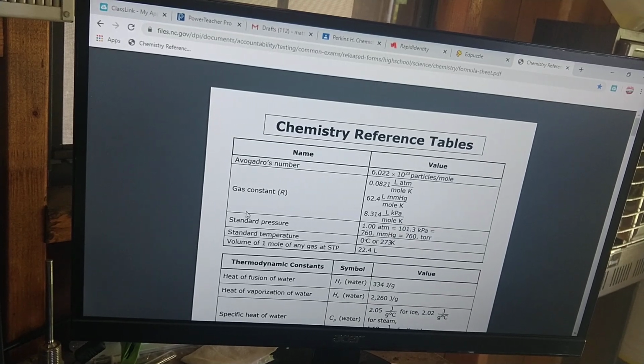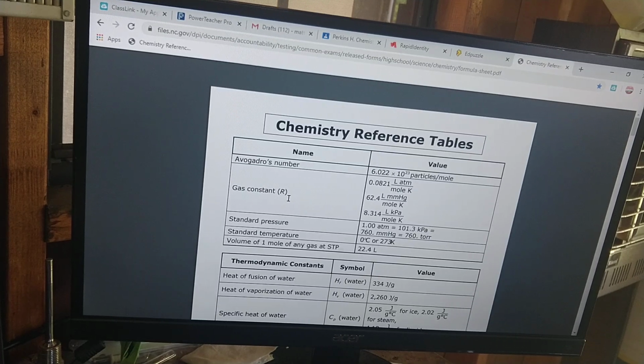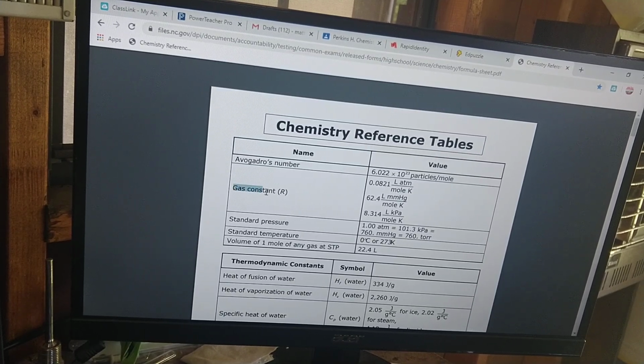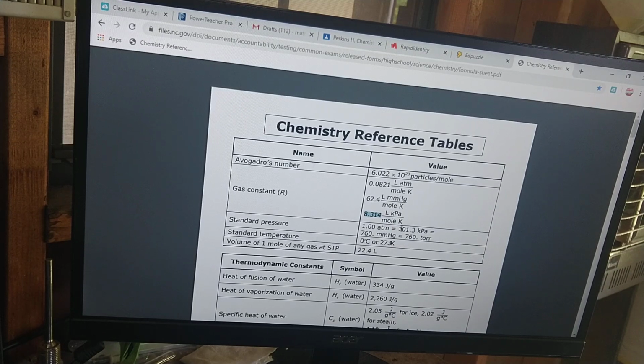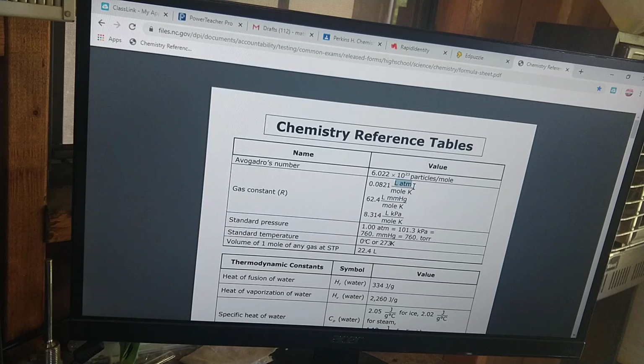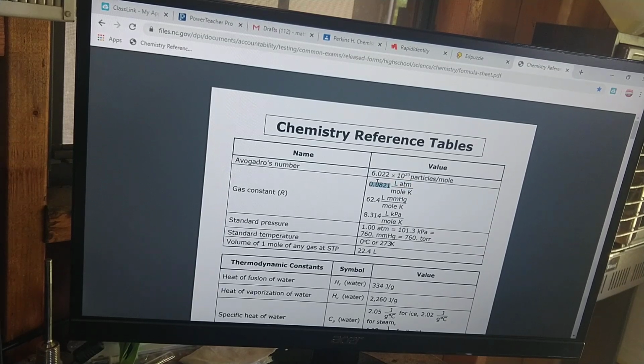Okay, so I'm online. I'm looking at my chemistry reference tables. And you can see right here, it says gas constant R. Page 1, one of the first things. The gas constant, there are 3 different numbers that you can use for R depending on what types of pressure we're using. If you look right here, if we're using atmospheres, see ATM is right there? If we're measuring our pressure in atmospheres, like a weatherman might do, then the number for R is 0.0821.